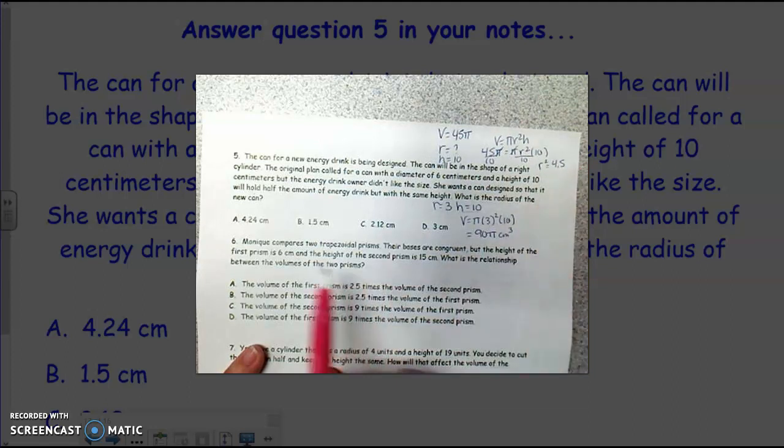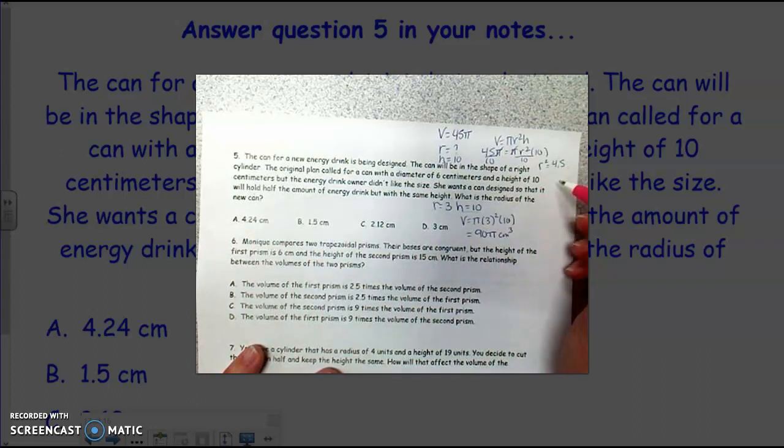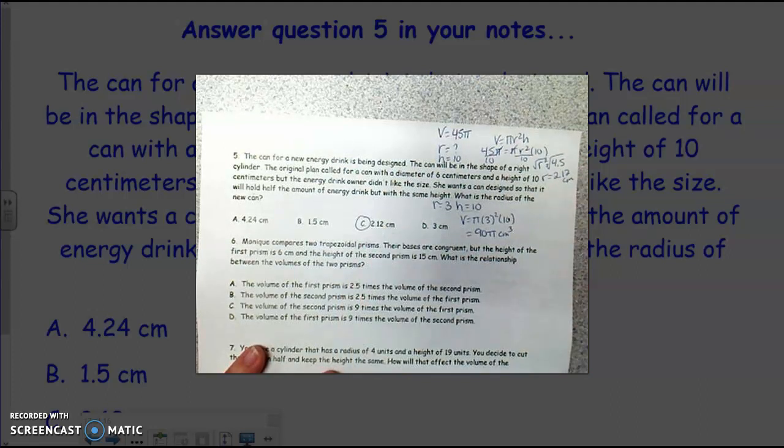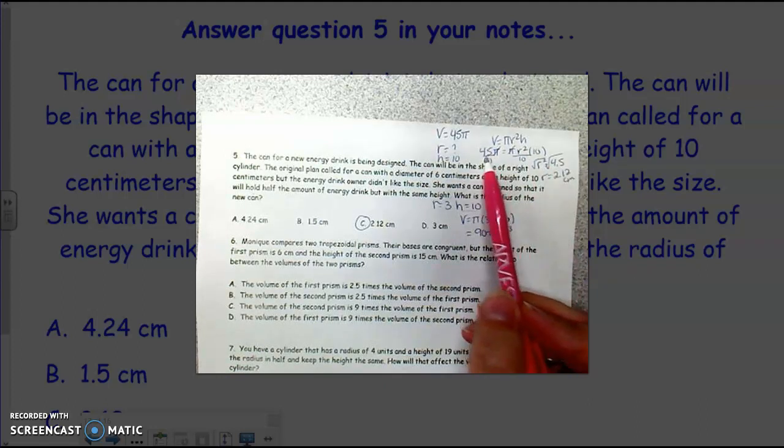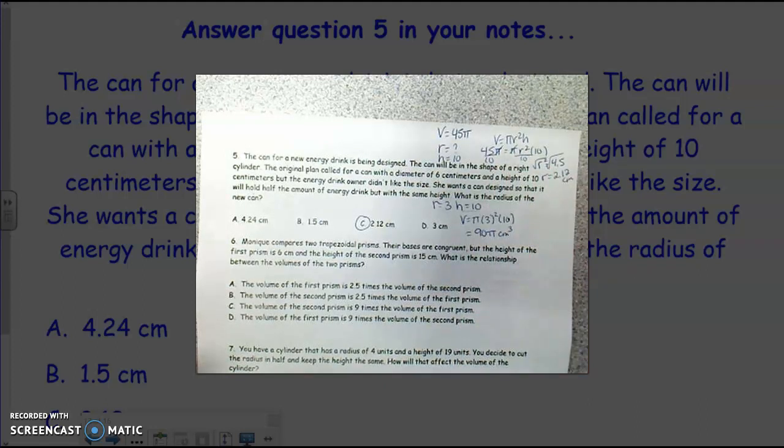Now you'll notice that's one of your choices. Well, not really, sorry. I thought it was. That would be a good one to put because that would be a distractor. Now we just have to take the square root. And so the square root of that is 2.12 centimeters. So C would be the correct answer. We just changed the height. So that's just changing, or we left the height the same. We changed the volume, and so the radius is going to change.